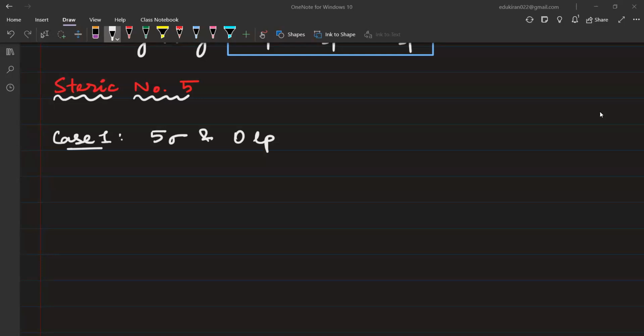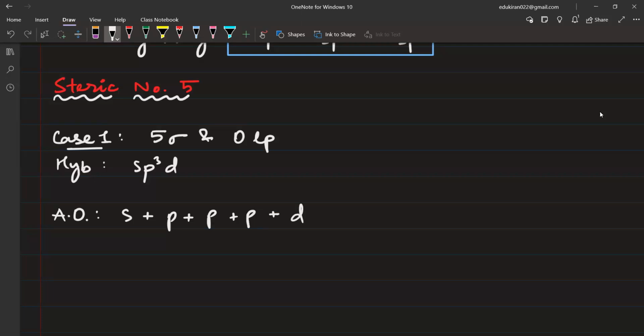Now, when we have 5, so steric number is 5, the hybridization is going to be sp3d. So the atomic orbitals taking part in mixing are s plus p plus another p plus another p, I mean, these p are px, py, and pz, plus we will be taking the d orbital. When we hybridize it, we will get 5 sp3d hybrid orbitals.